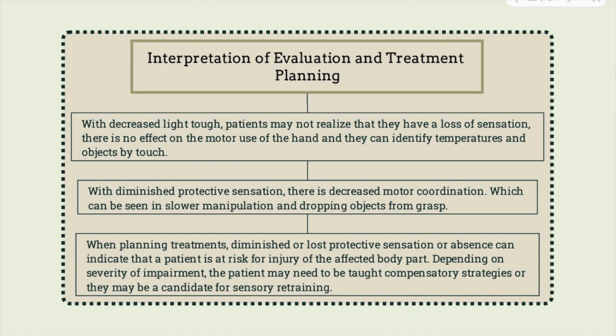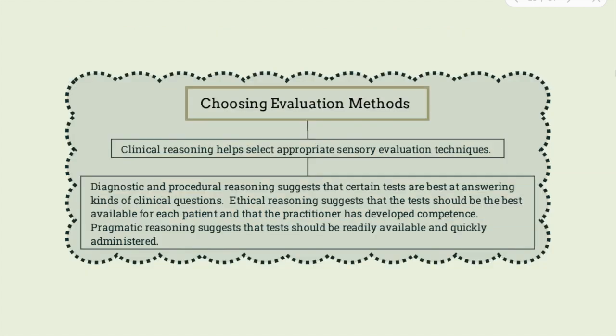So when you're planning treatments, diminished or lost protective sensation or absence can indicate that the patient is at risk for injury of the affected body part, of course. And depending on the severity of their impairment, they may need to be taught some compensatory strategies, or they may be a candidate for sensory retraining.